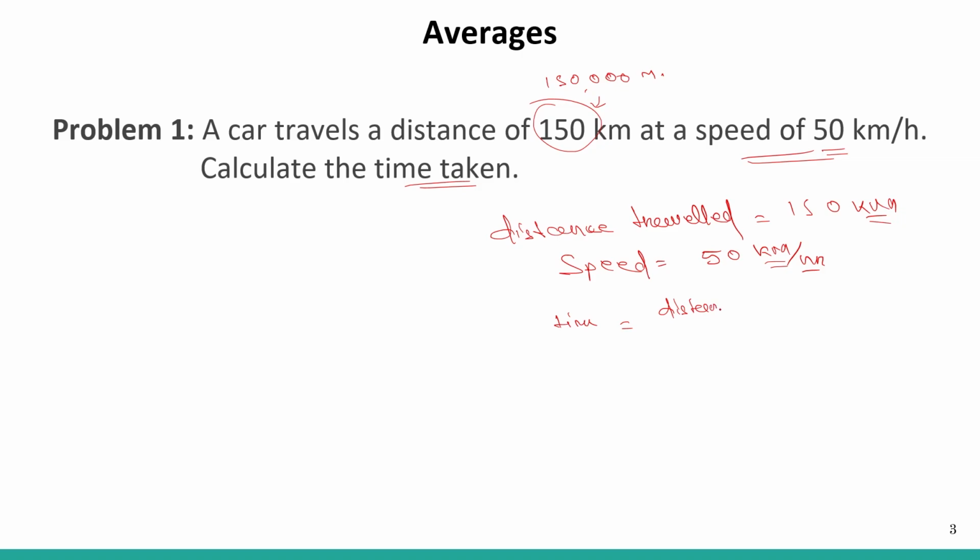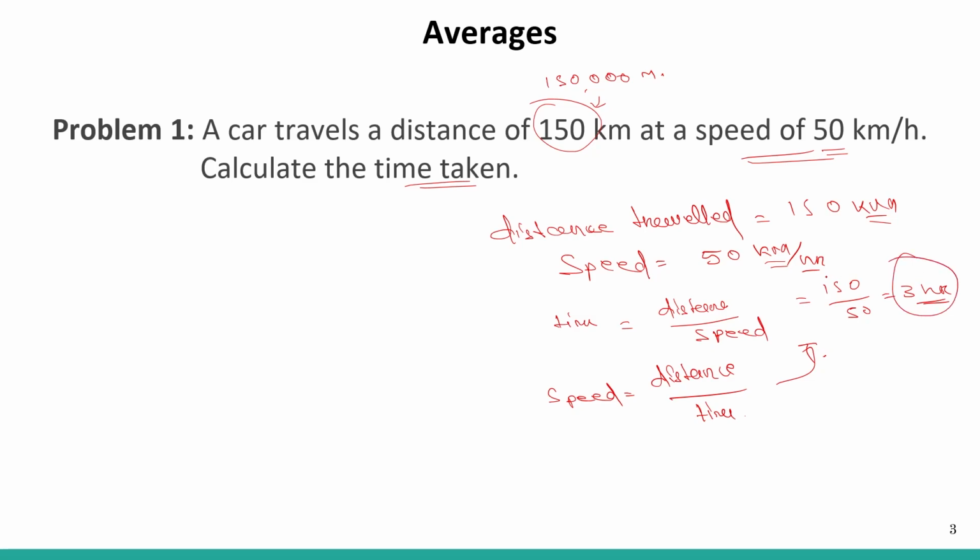So time is equal to what? Distance by speed. How? Because speed is equal to distance divided by time, right? This implies that time is equal to distance by speed. So 150 by 50 is equal to 3 hours. So it will take 3 hours for the car to travel a distance of 150 kilometer at a speed of 50 kilometer per hour.